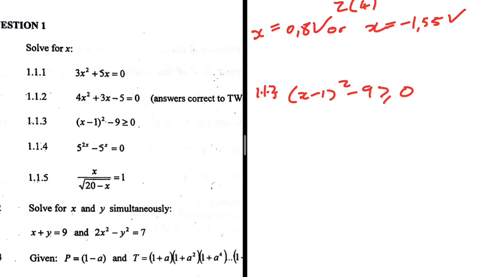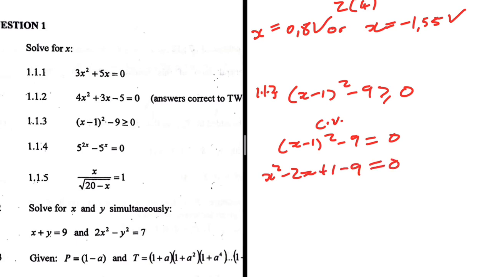So let's go ahead and find our critical values from the get-go. If we do that, we're going to have x minus 1 squared minus 9 greater or equal to 0. Well, when we find our critical values, we will let these be equal to 0. Right. So x minus 1 squared, that is x squared minus 2x plus 1 minus 9 equals 0. So we have x squared minus 2x minus 8 equals 0.